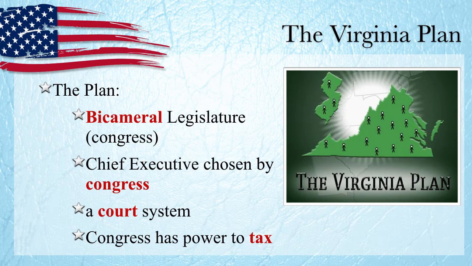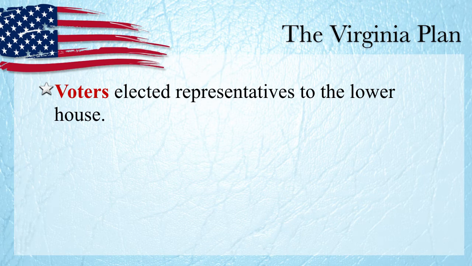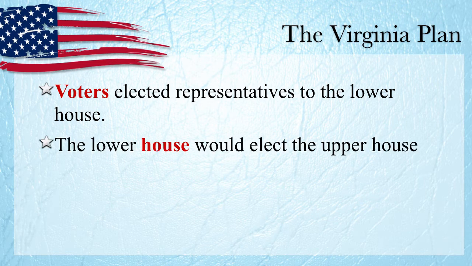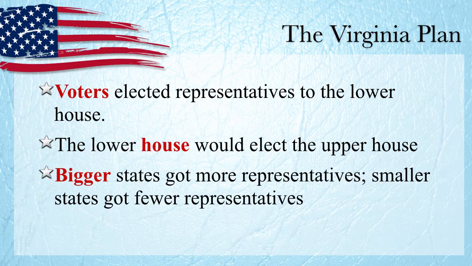So let's fix this now. That's part of my plan. Also, the voters were going to elect the representatives to the lower house, much like what we have today. But he said, you know what, the lower house really needs to be the one to elect the upper house. We don't need voters getting involved in that. So voters having some voice, not all the voice.